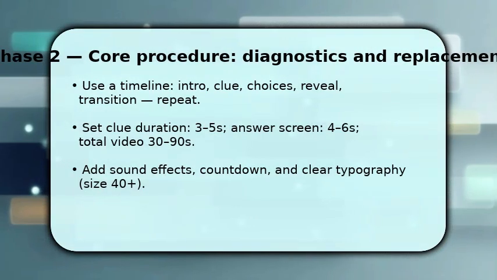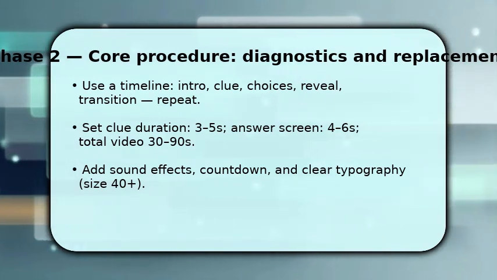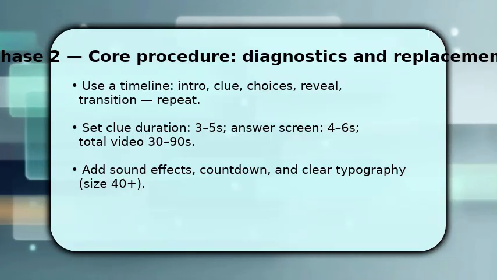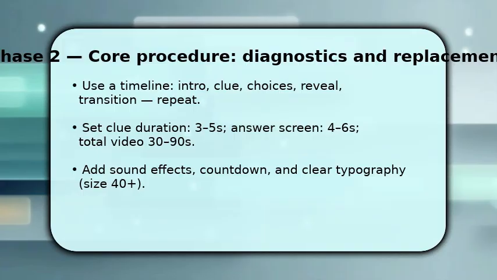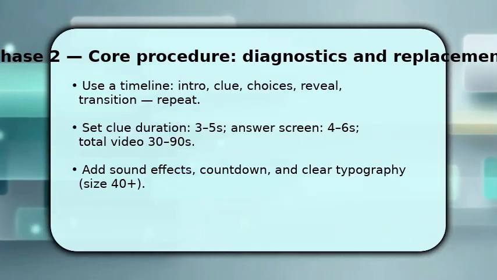Now you assemble the sequence in your editor and time every element so viewers can play. Start with a 3 to 5 second clue screen showing emojis only, then move to a 4 to 6 second answer card with labeled choices. Once done, stagger reveals. First show correct option, then a brief explanation. This teaches and it rewards.